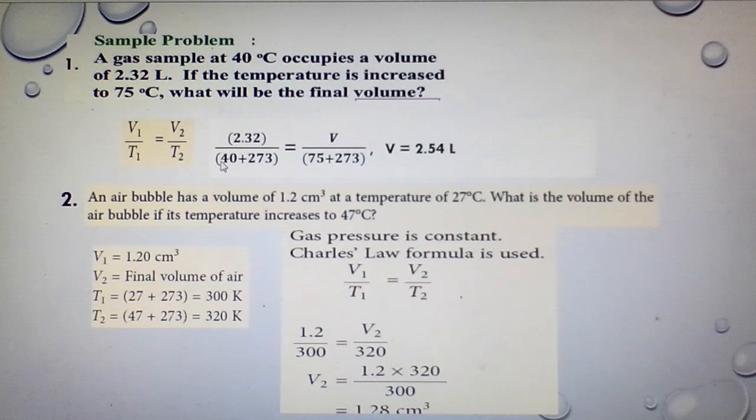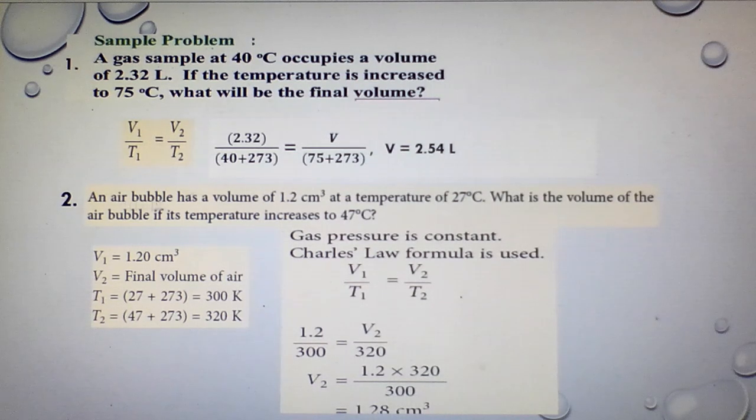Okay, let's look at here. 40 degrees Celsius, you convert to Kelvin, you just add 273. 75 degrees Celsius, convert to Kelvin, you just add 273. So you get V equals 2.54 liters. No need to use the SI unit, because the units on both sides will cancel.